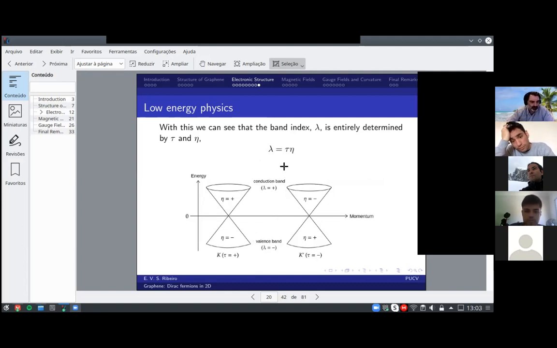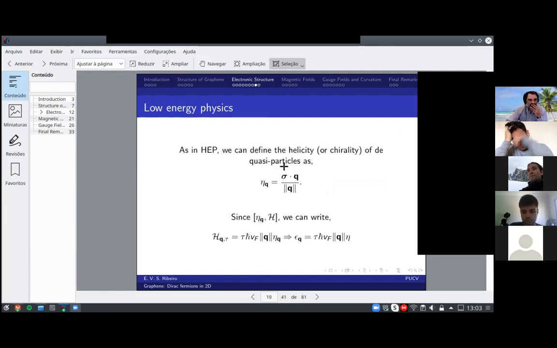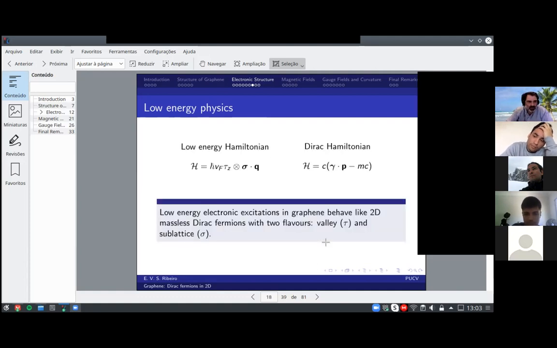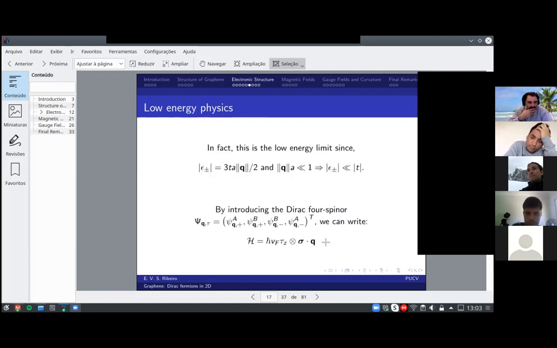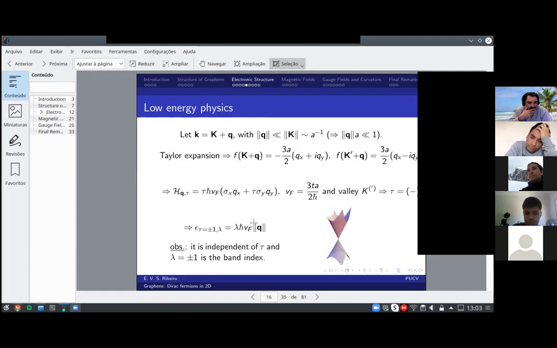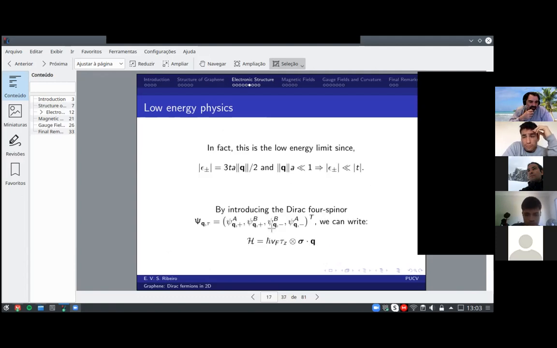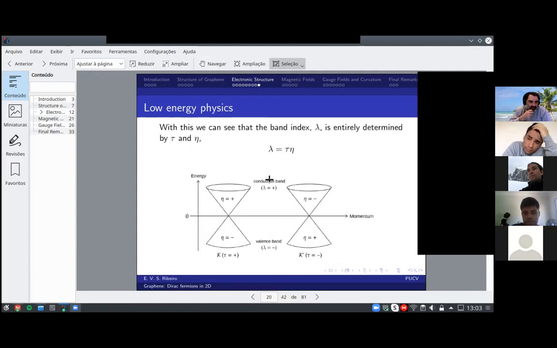Okay. So what we have here, writing the Hamiltonian in terms of the chirality operator, we find this energy spectrum, right? And the other energy spectrum we have for the Hamiltonian, writing it in the normal way, is that one here. Comparing these two spectra, we can see that lambda is equal to the valley index, which is tau, times the chirality.